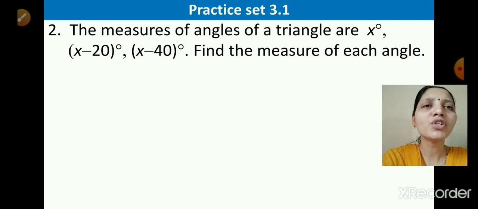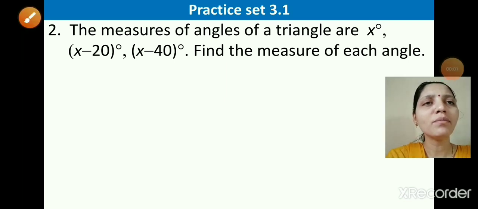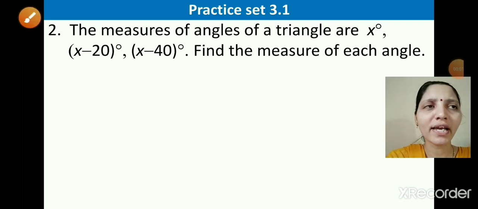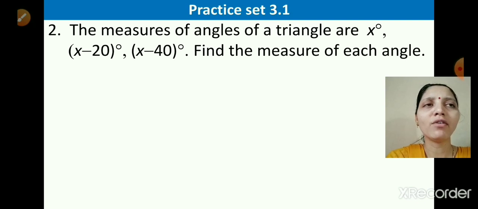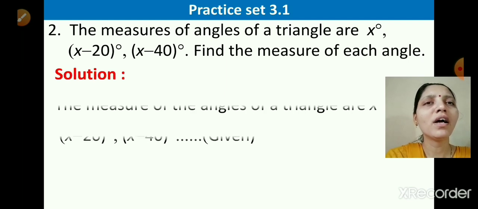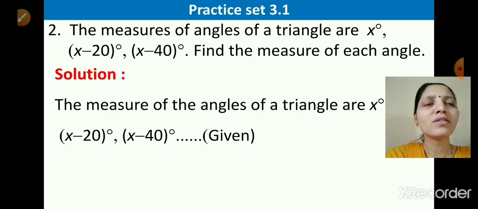The measures of the angles of a triangle are x degrees, x minus 20 degrees, x minus 40 degrees. Find the measure of each angle. Now in this sum, to find the measure of each angle, first we have to find the value of x and then we will substitute it in the given values. So let's start with the solution part. The measures of the angles of a triangle are x degrees, x minus 20 degrees and x minus 40 degrees. It is given to us.